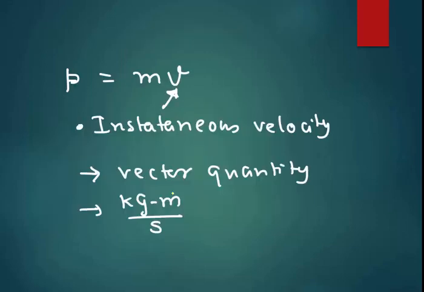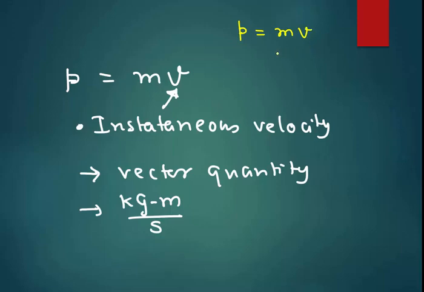And if you look at the formula for momentum, the symbol that we use for momentum is P. And it is given by mass into velocity. So momentum is mass times velocity. And the velocity that we use over here is the instantaneous velocity. So what does this mean? Let me write that formula again over here. Momentum is mass into instantaneous velocity of an object.